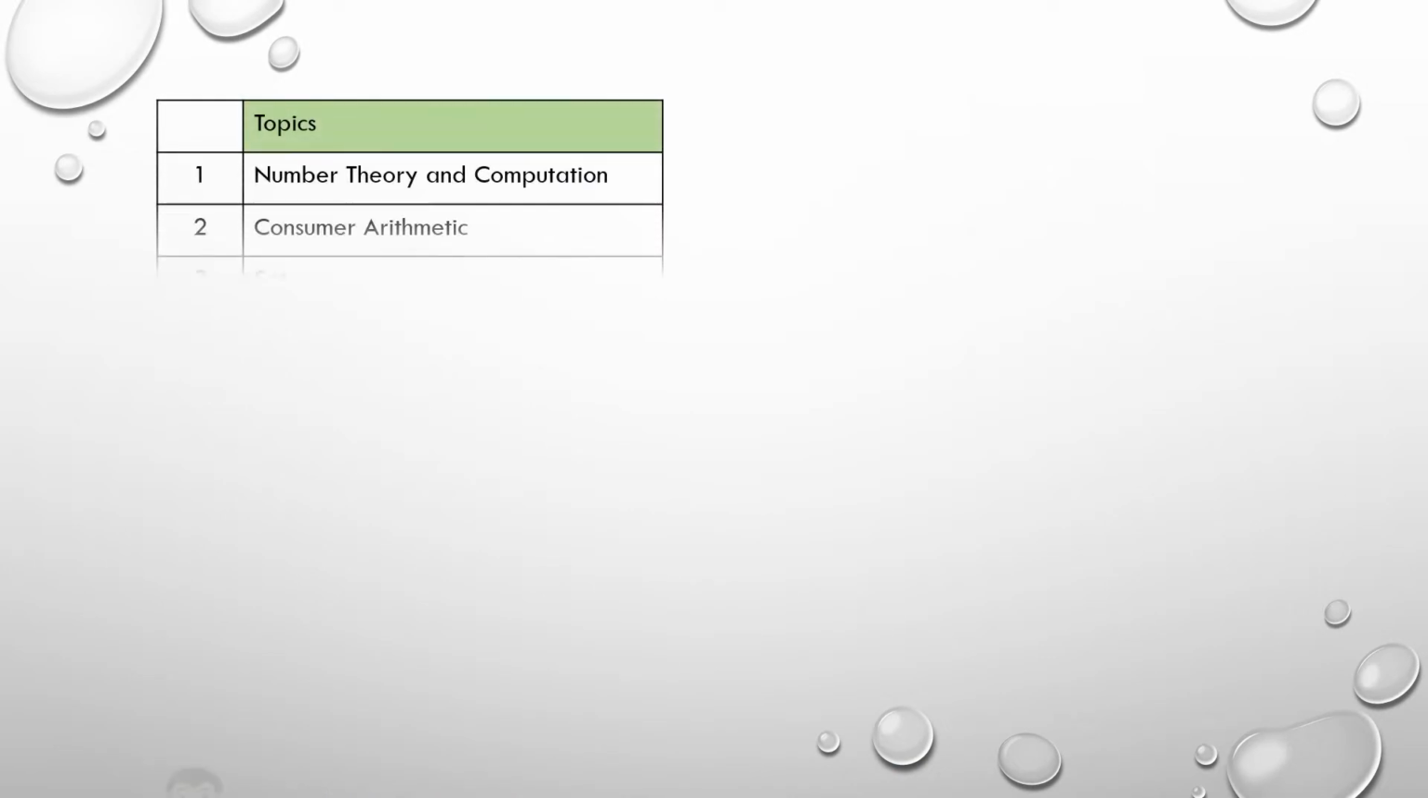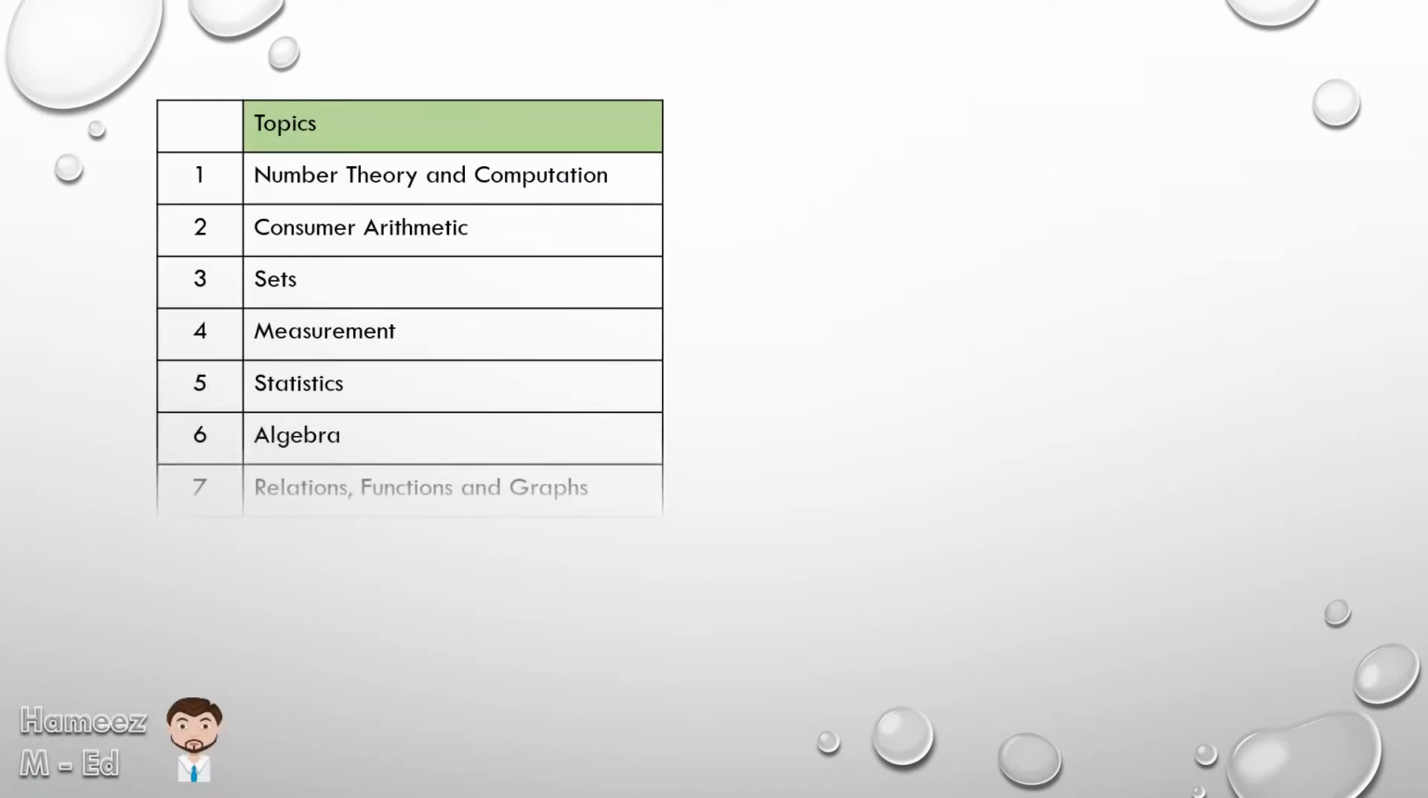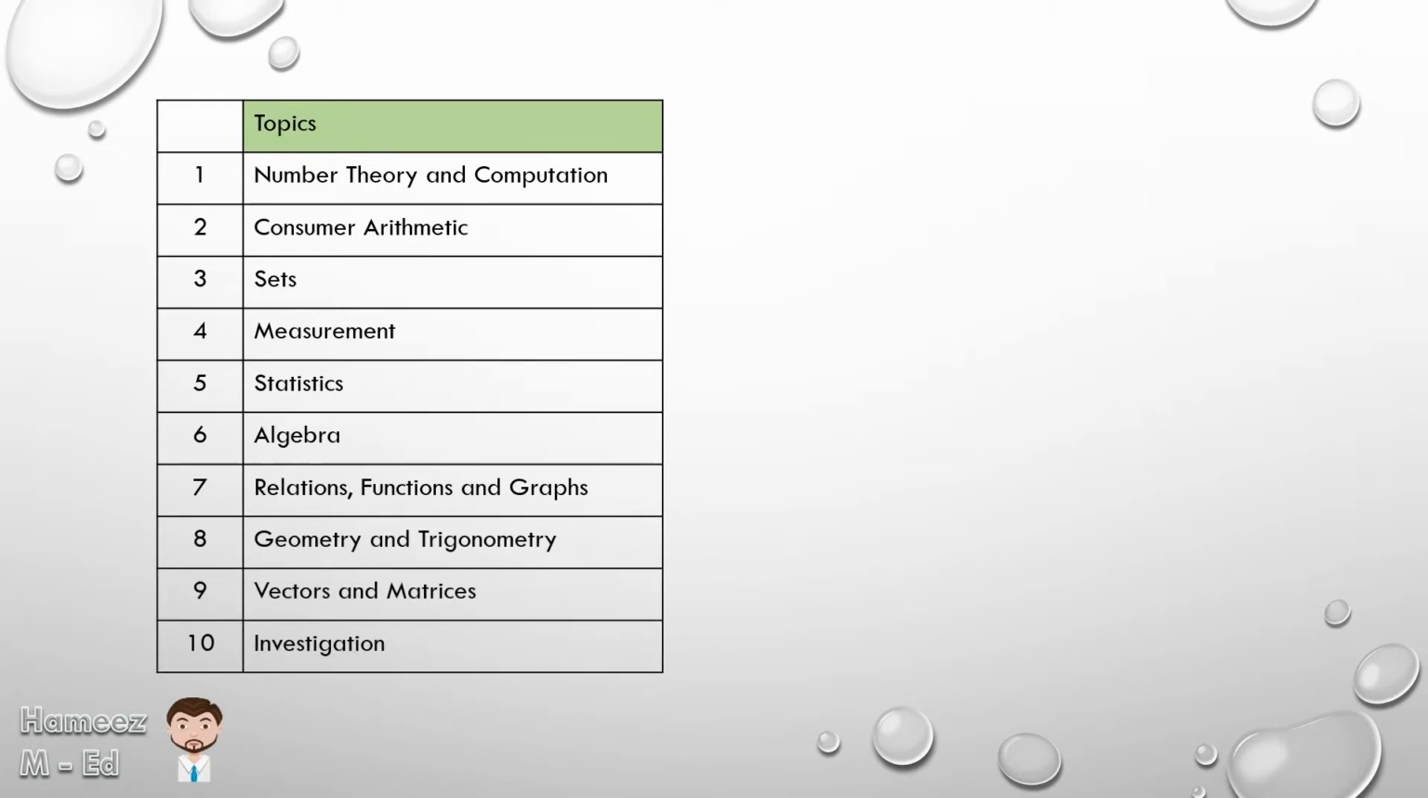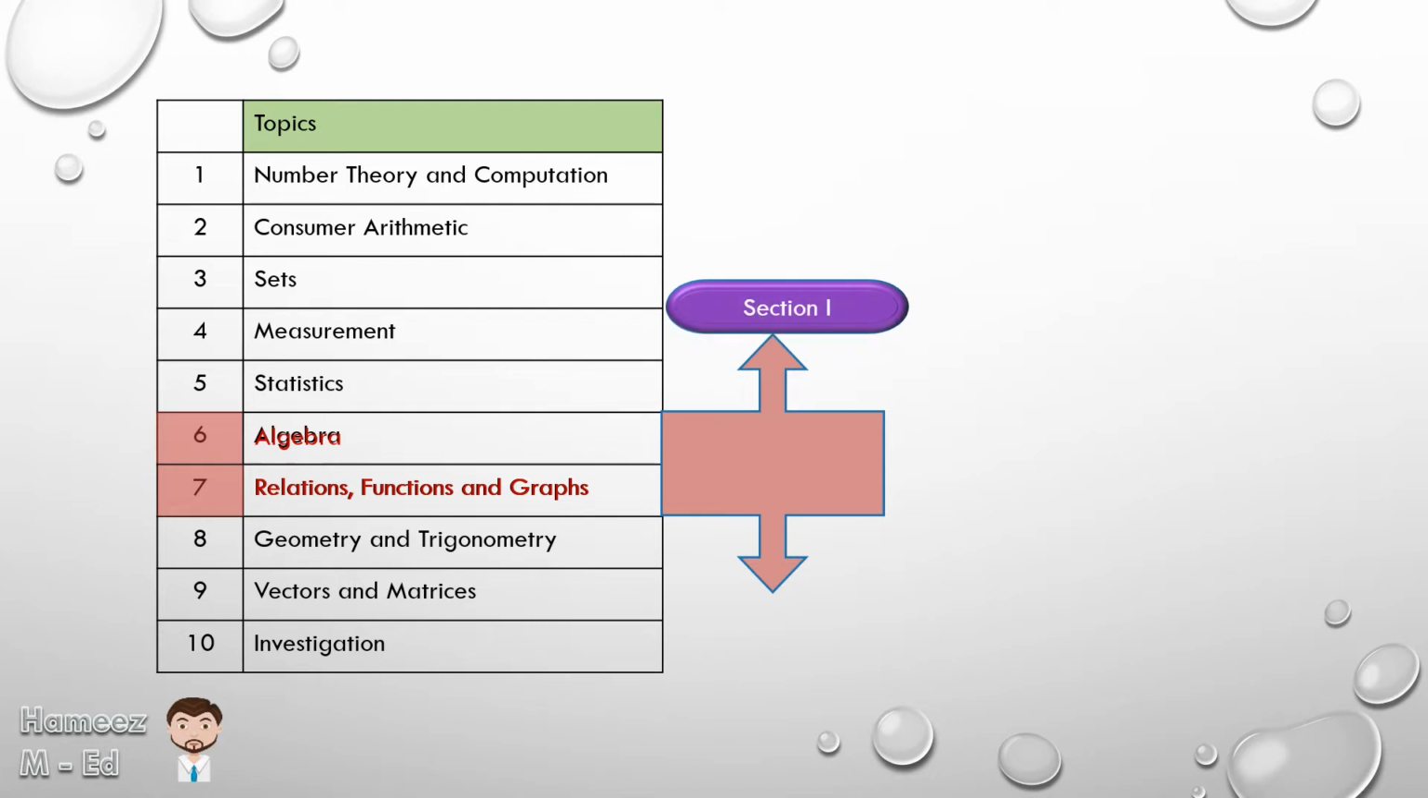Let's look at the 10 major topics in CSEC Mathematics, and we'll be looking at two topics. Topic number 6, Algebra, and topic number 7, Relations, Functions, and Graphs. Both of these topics appear as separate questions in section 1 and as a combined question in section 2. In this video, we'll be looking at the combined question, which is one full question worth 12 marks.